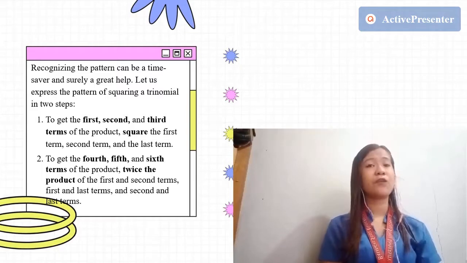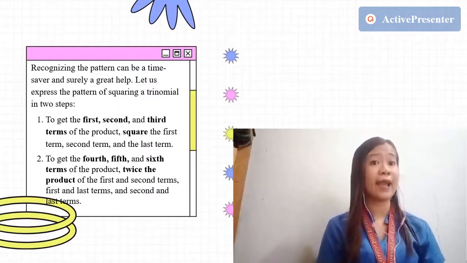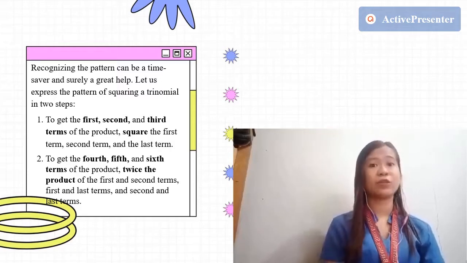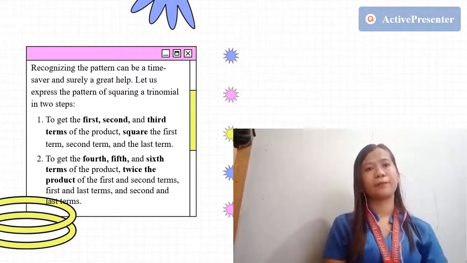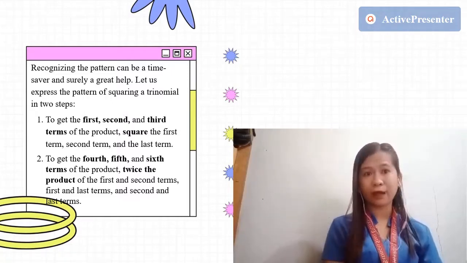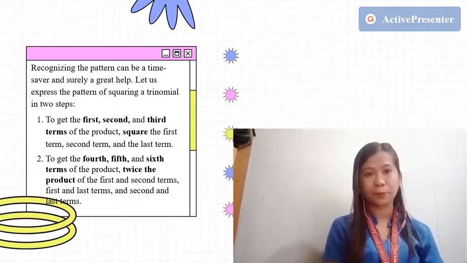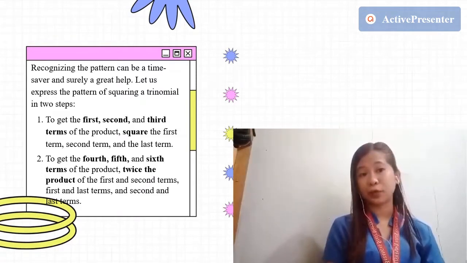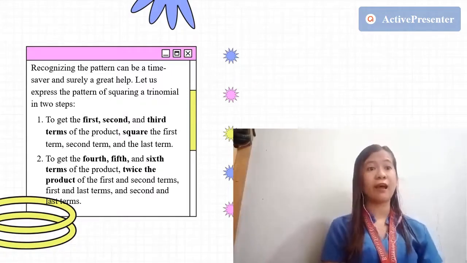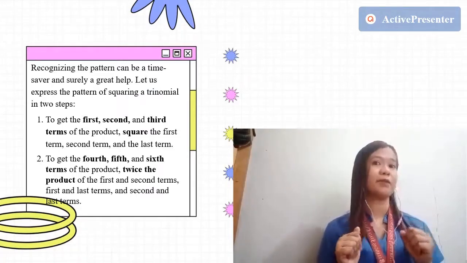Yes, we have. So first, to get the first, second, and third term of the product, just get the square of the first term, second term, and last term. Okay, next one. To get the fourth, fifth, and sixth term of the product, twice the product of the first and second term, first and last term, and second and last term. Did you get the pattern? Okay, so let us have an example.